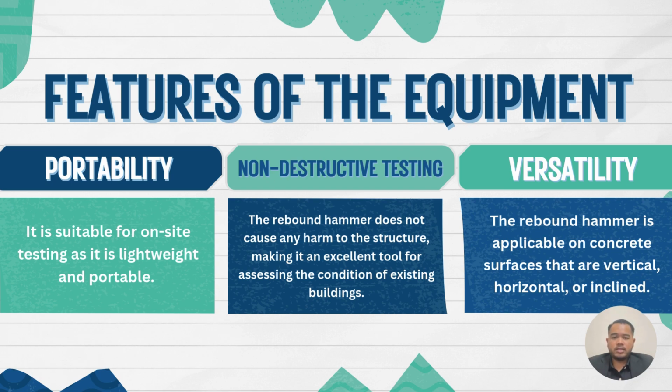Second, non-destructive testing. One of the most significant benefits of the rebound hammer is that it does not cause any harm to the structure being tested. Lastly is versatility. The rebound hammer can be used on concrete surfaces in any orientation, whether vertical, horizontal, or inclined. This adaptability ensures that it can meet the demands of diverse testing scenarios, regardless of the structure layout.